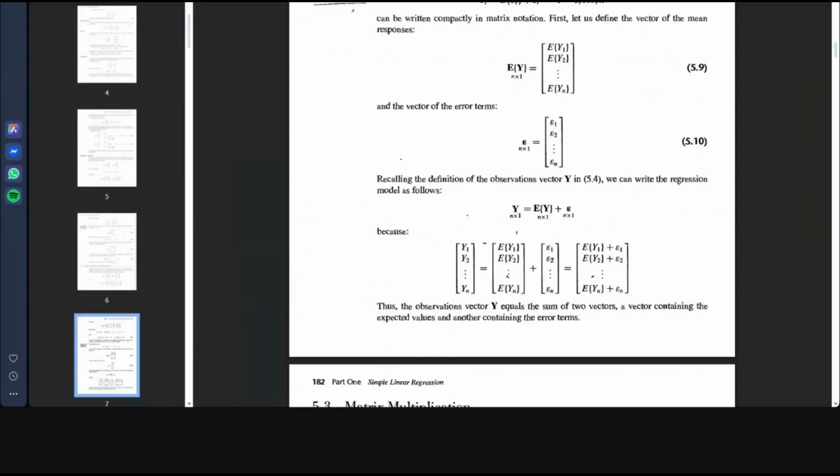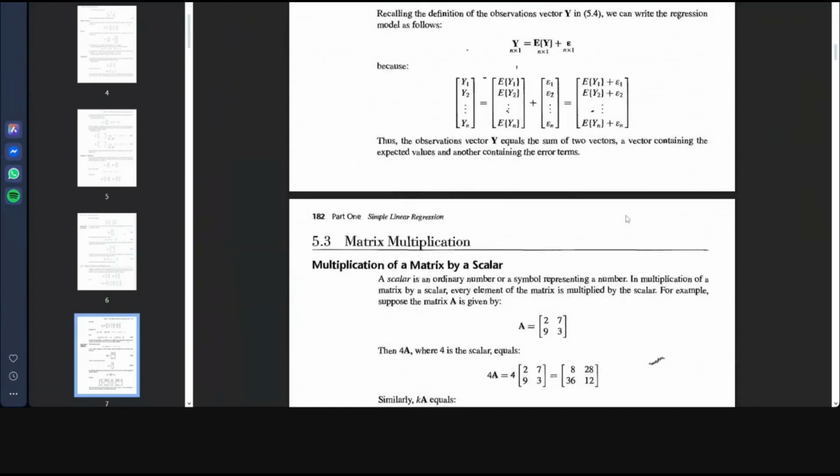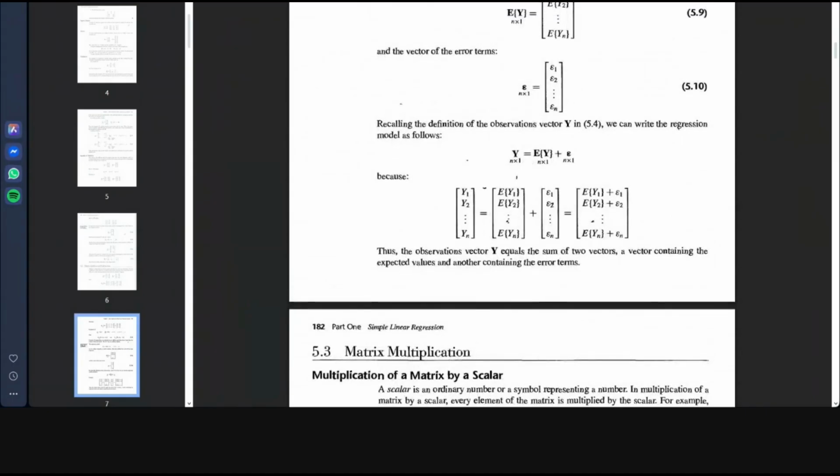So where does the X beta thing come in? When we talk specifically about a linear model, we are giving a specific structure to what this EY vector looks like. In a linear model, we are saying that EY is the design matrix X times the vector beta, which contains all the parameters.